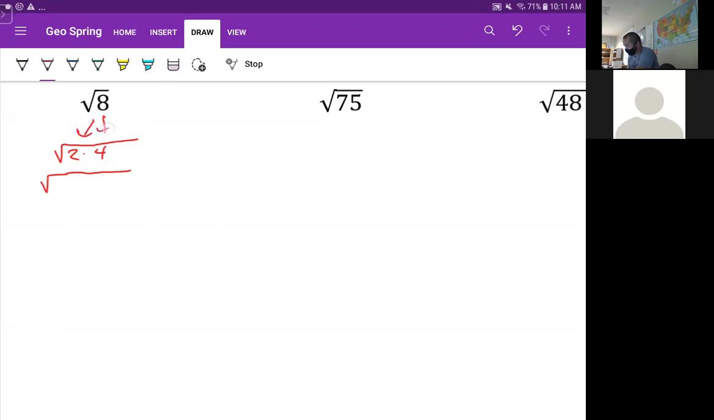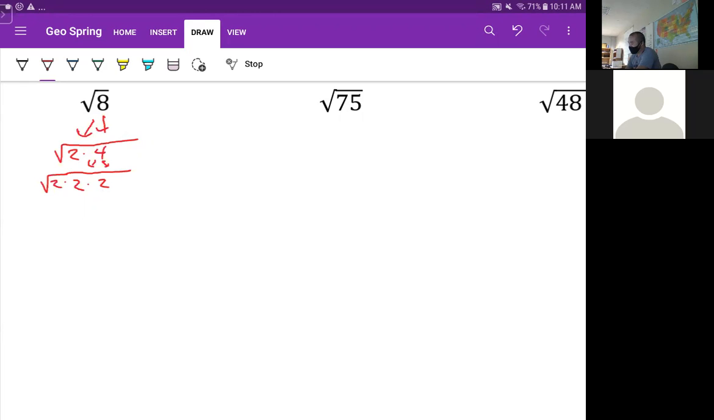8 breaks up into 2 and 4. So 2 can't break down any further, so 2 is good, but 4 can break down further. 4 can break down into 2 times 2. So this is the prime factorization of 8: 2 times 2 times 2.